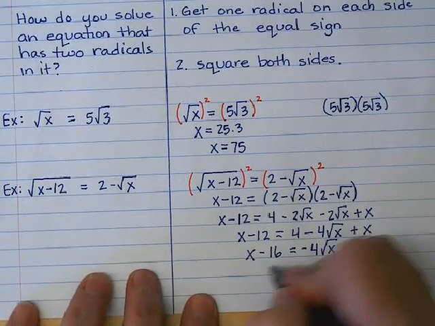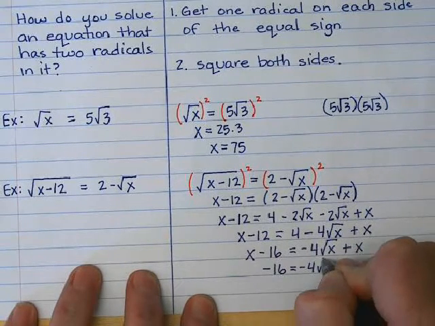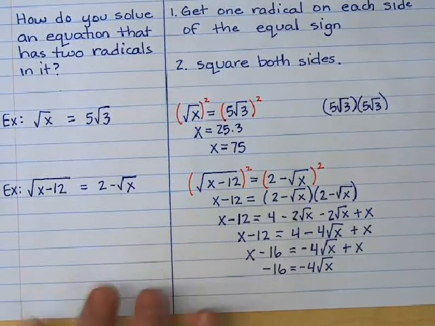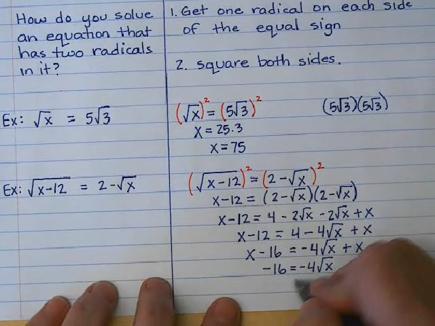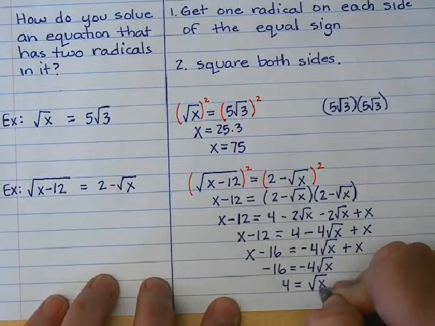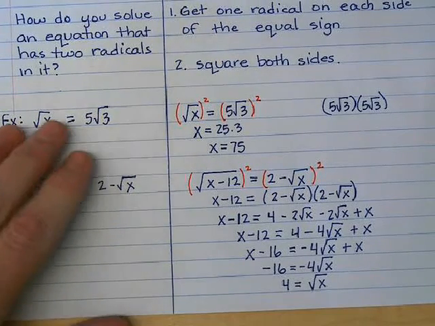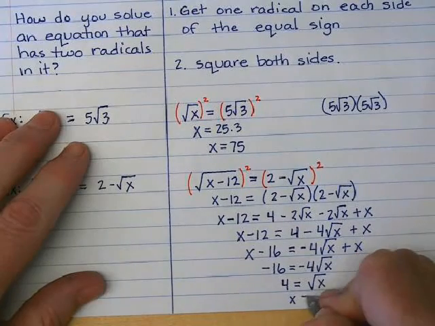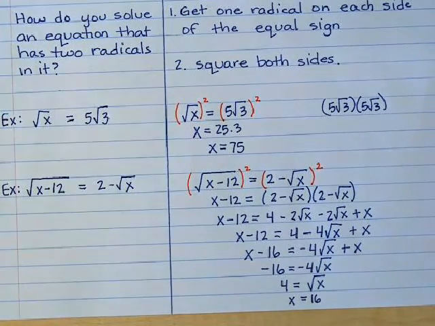Oh, that's nice and convenient. The x goes away. Now I'm going to divide both sides by 4, or negative 4. And then I'm going to square both sides. We're running out of room. And x is equal to 16.